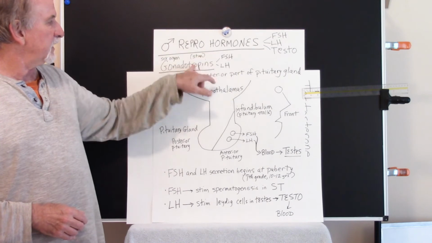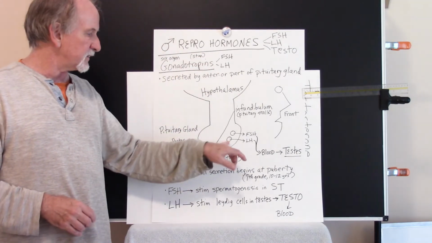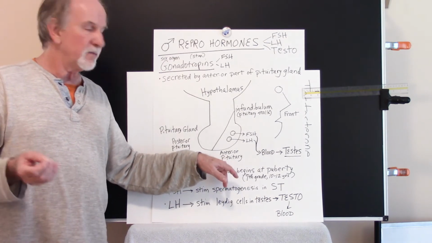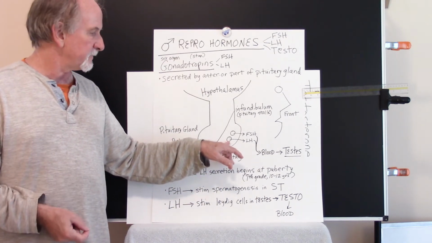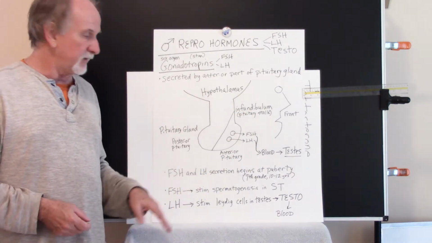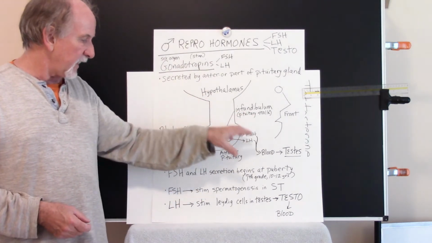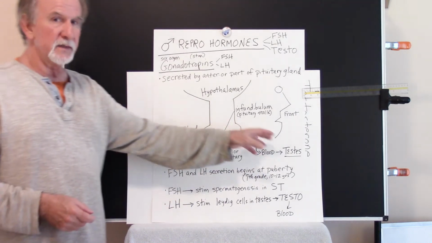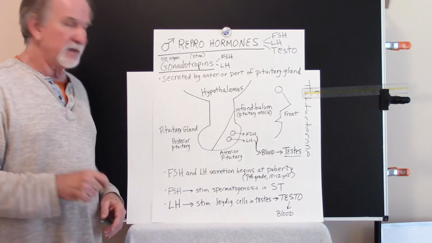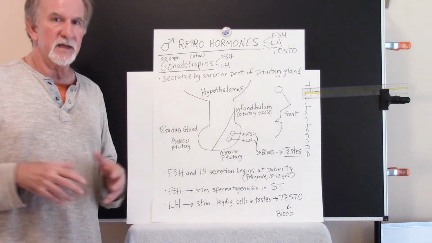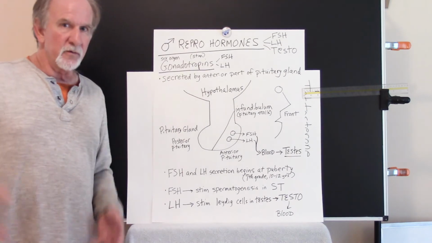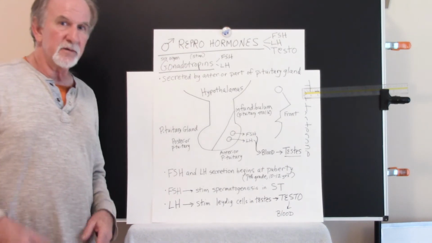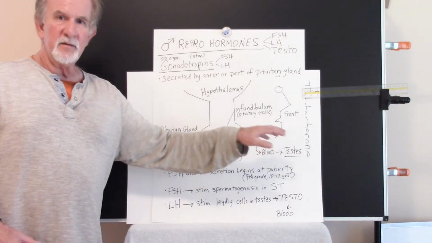So FSH and LH, the gonadotropins, are released from cells in the anterior part of the pituitary. FSH and LH are secreted from cells of the anterior part of the pituitary gland into the blood, where the blood carries them to the testes, and they have effects on the testes, which would be their target organ. So FSH and LH secretion, curiously enough, begins at puberty.